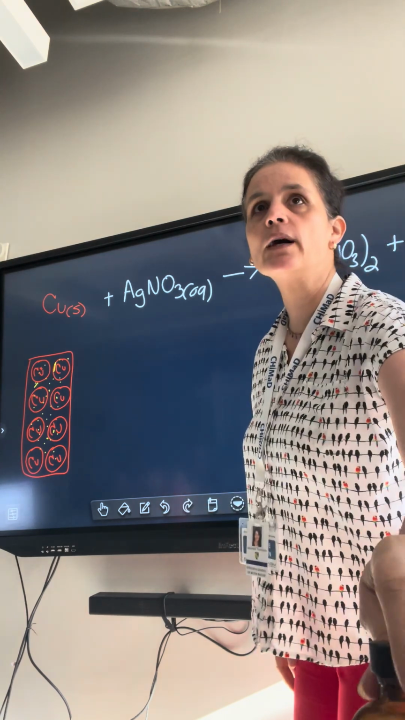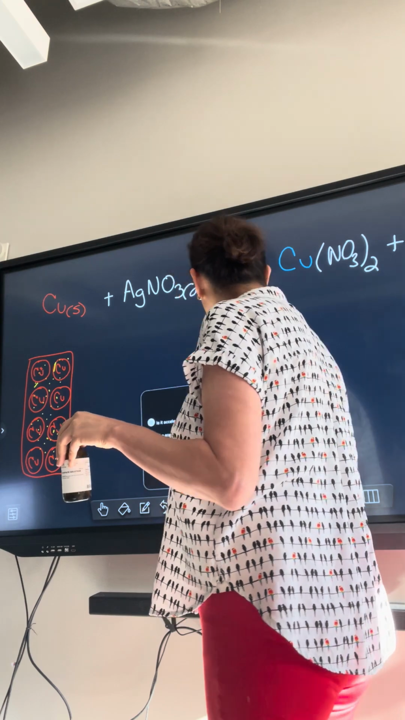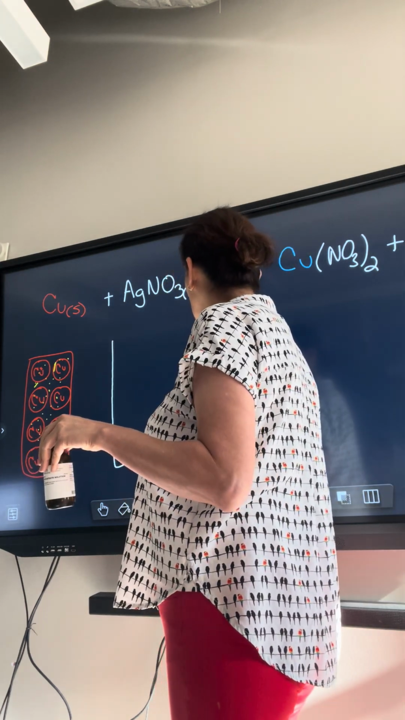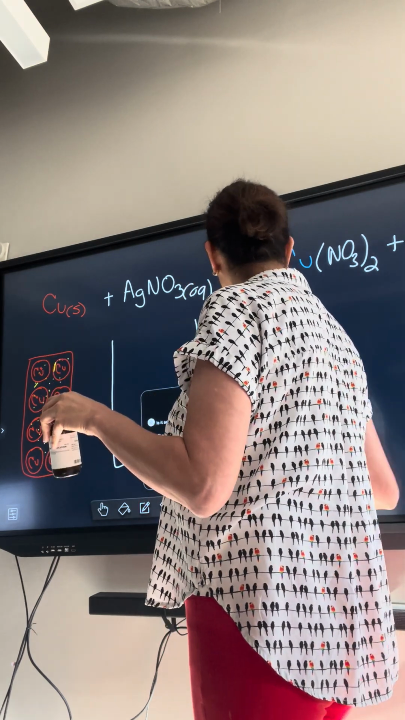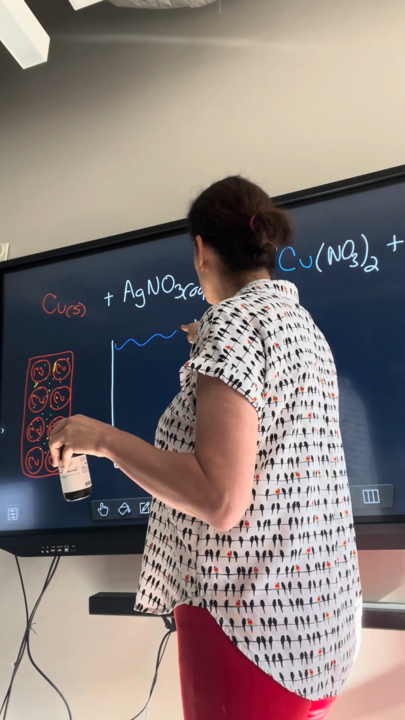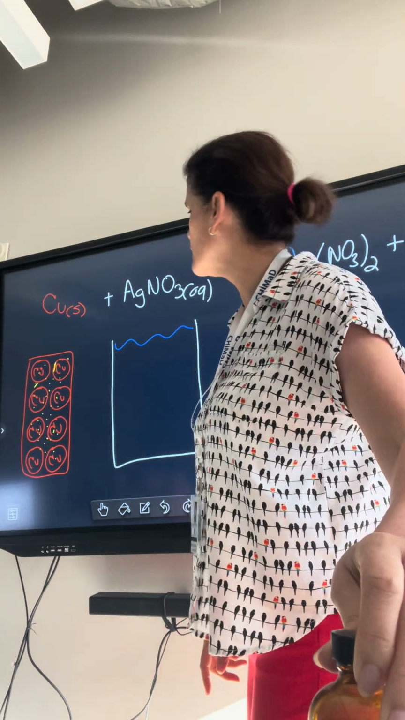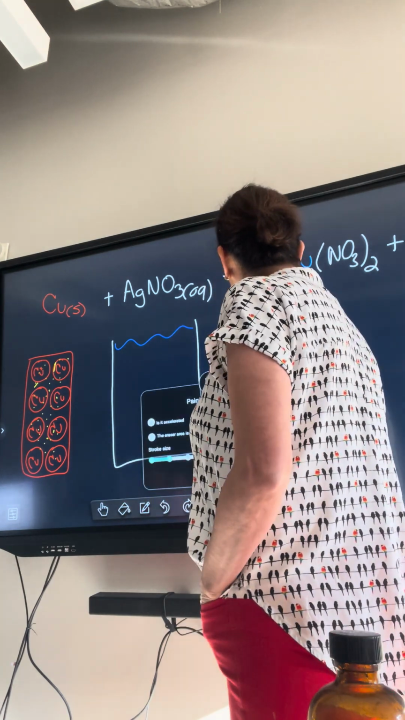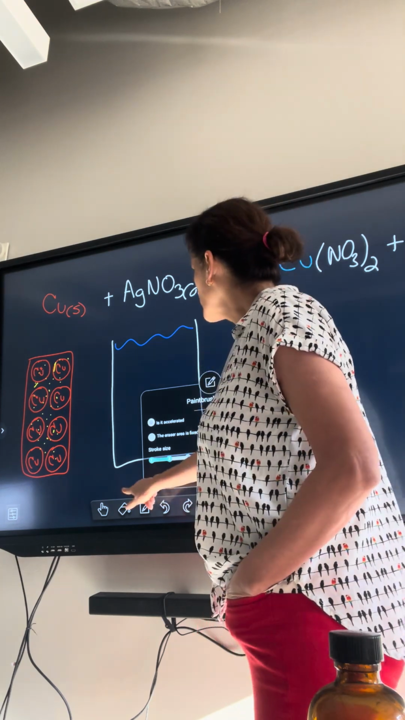Then in the other one, you can draw a container like this, or what we normally draw just to make it simpler is we draw a beaker, right? This beaker is going to have a water line, and then I'm going to have my silver and my nitrate ions in the solution. So silver is going to be big or small? What do you think?